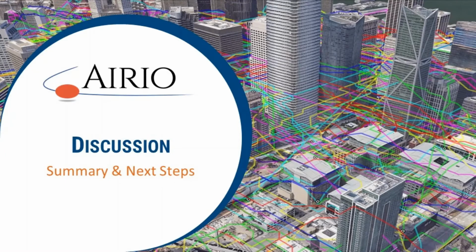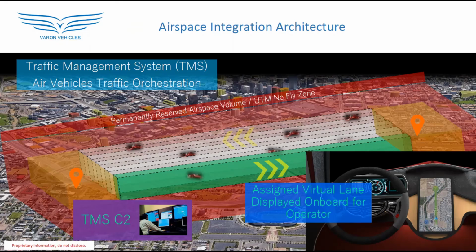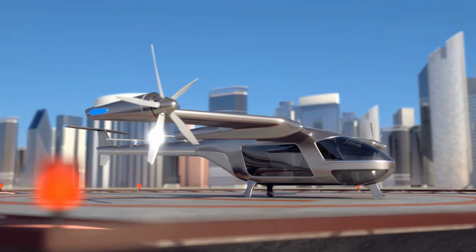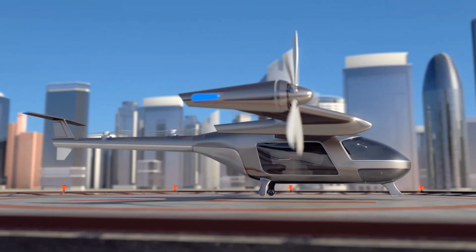In our initial Varroan vehicles traffic management system, the initial system concept is to provide a working TMS, vehicles capable of operated flight, and permanently reserved airspaces between vertiports to minimize risk. The onboard air vehicle operators will provide detect and avoid capabilities and fly VFR.